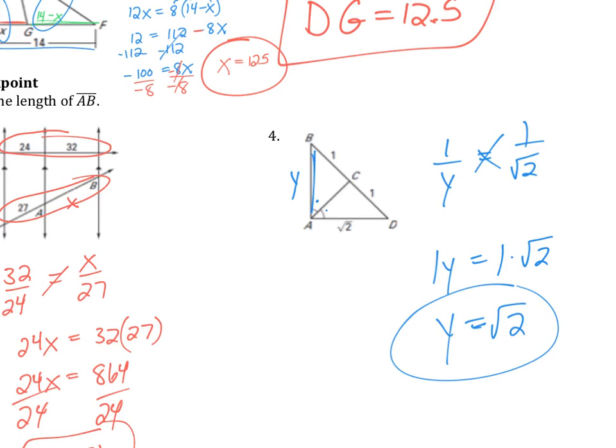All right, and those are how we can use proportions to find missing side lengths using triangles.